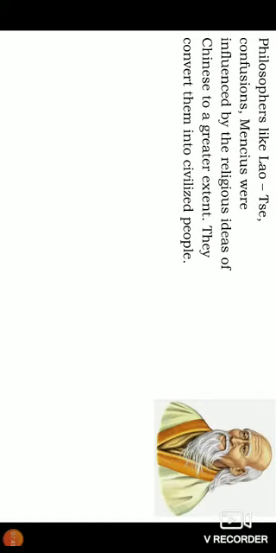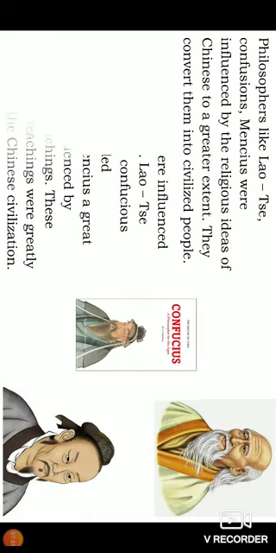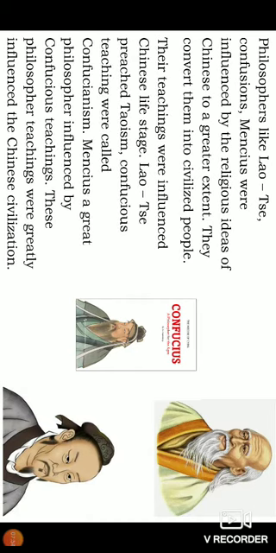Laozi is the first. Next we have Confucius and Mencius. Their teachings influenced Chinese life, especially Laozi, who preached Taoism. Who is the founder of Taoism? It is Laozi. Confucius' teachings were called Confucianism, which we will see later. Mencius was a great philosopher influenced by Confucius' teaching. These philosophers' teachings greatly influenced Chinese civilization.